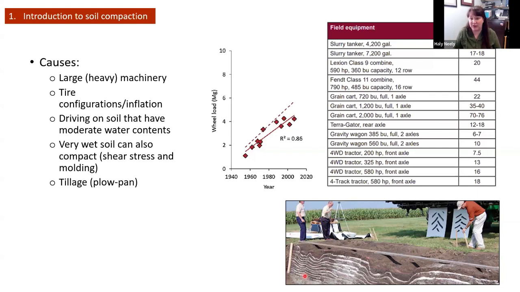And then just the table there just kind of showing some of the axle loads for equipment that we use all the time, different grain carts, slurry tanks, tractors, and just the mass of this equipment is just causing more and more compaction issues.